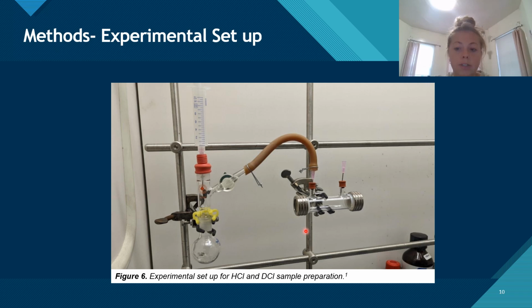Once all of the acid was added and there was time for it to transfer to the IR tube, we took the IR tube to the IR spectrometer and ran our sample for the HCl and DCl, which then produced a spectra that we exported to Excel for further analysis.